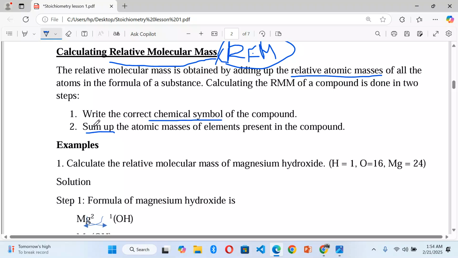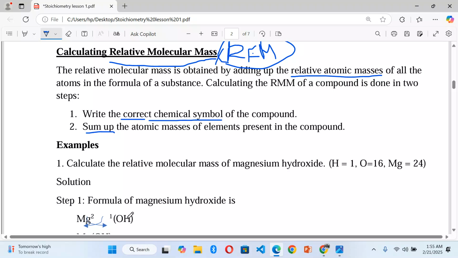So we say that there are only two steps: writing the correct chemical symbol. The word is correct, making sure that you write the correct chemical symbol of the compound. And then after that, we sum up the atomic masses of elements present in the compound. So let's look at magnesium hydroxide. The first step is to write the formula of magnesium hydroxide. We know magnesium hydroxide consists of magnesium and then the hydroxide.